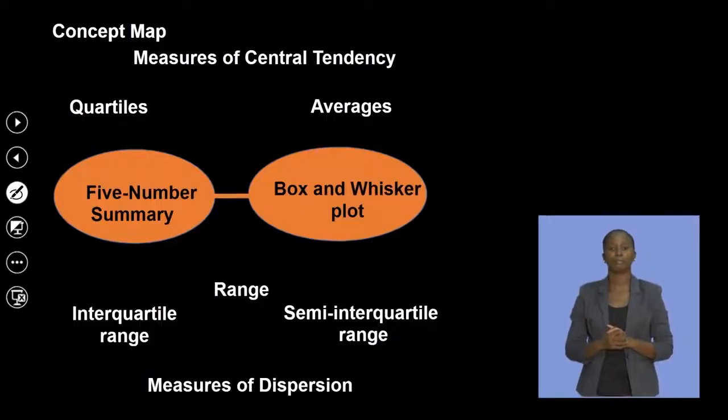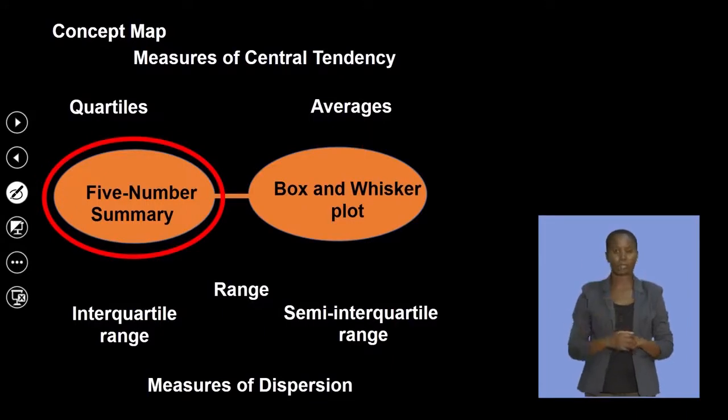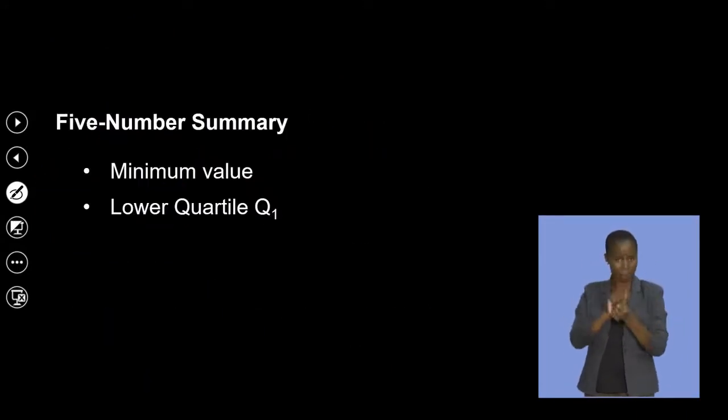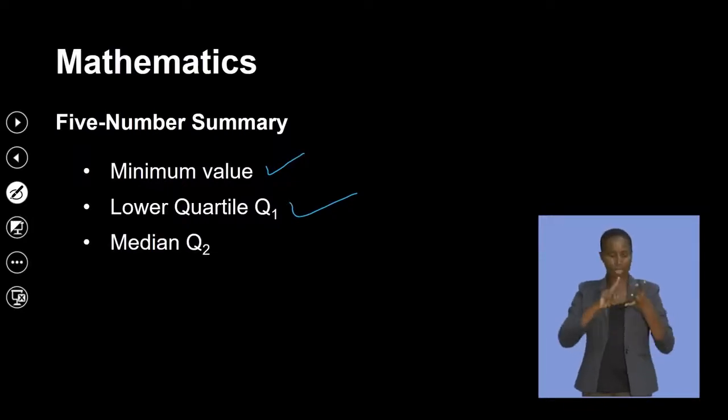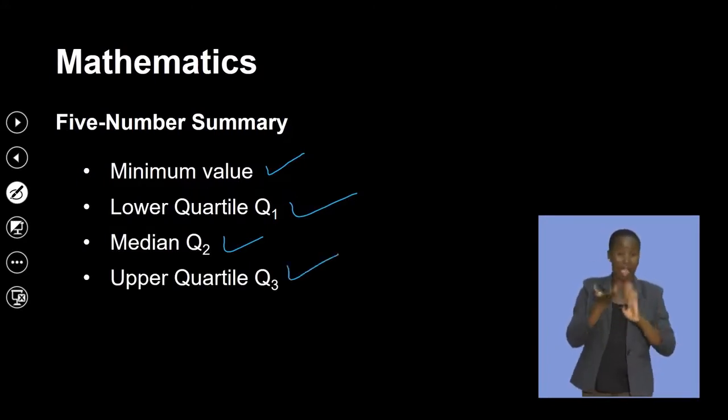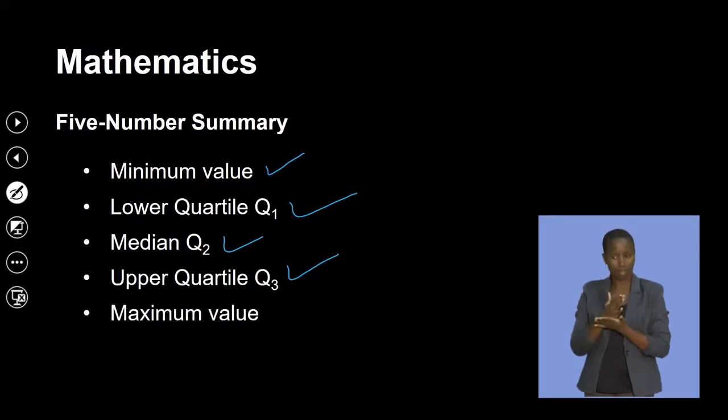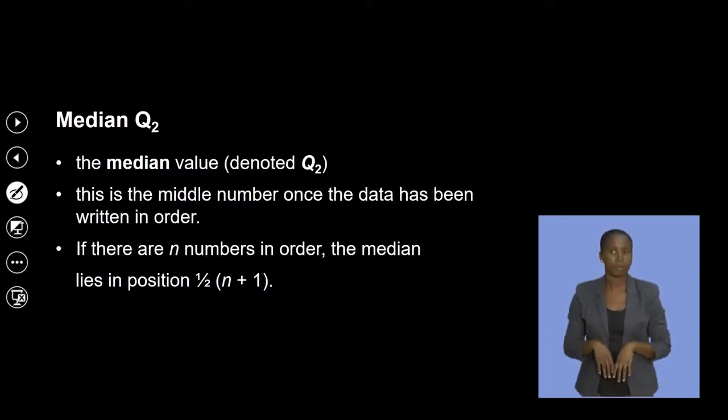Now, you're going to look at the 5-number summary. What is the 5-number summary? It actually comes from the whisker plot, because to draw the whisker plot, if you remember, you need the 5-number summary, which is the minimum value, which is the lowest, the lower quartile, the median, which is the middle number, the upper quartile, and the maximum value. Okay? Those are the 5-number summary.